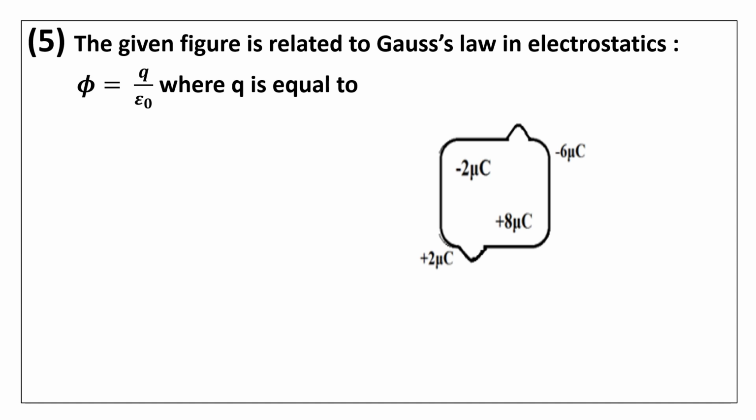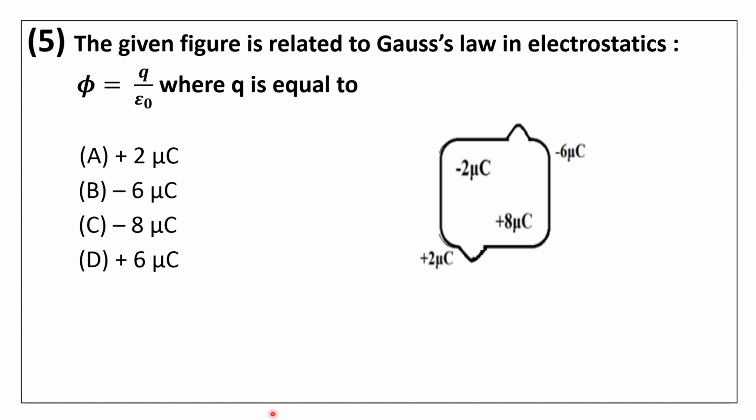Next, fifth question. The given figure is related to the Gauss law in electrostatics. Phi equal to Q by epsilon naught, where Q is equal to. We know that Gauss law is stated as electric flux through a closed surface is proportional to the net charge enclosed by the surface. Here in this surface, the charge enclosed in the surface is minus 2 microcoulomb and plus 8 microcoulomb. From this, we will get 6 microcoulomb, means positive 6 microcoulomb. So option D is correct.